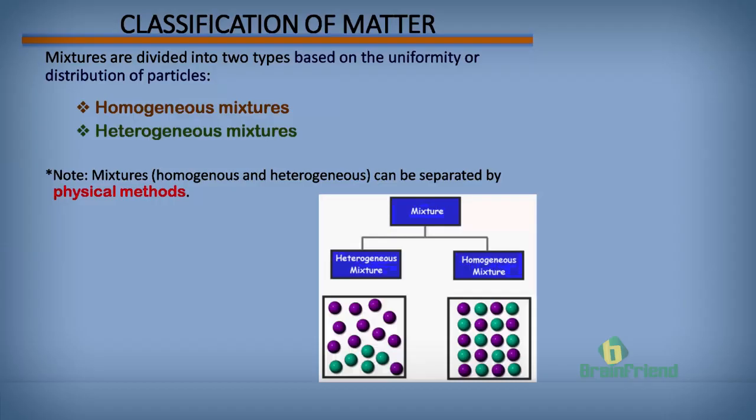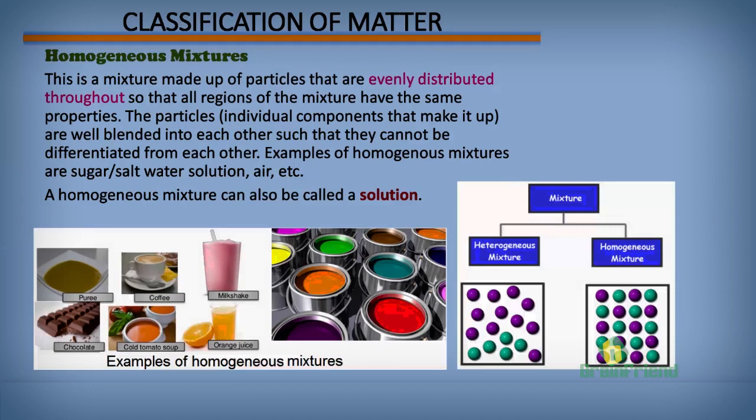Mixtures are divided into two types, okay? And this is based on the uniformity or distribution of particles. So we have homogeneous mixtures and heterogeneous mixtures. Remember, mixtures, whether homogeneous or heterogeneous, can be separated by physical methods. Let's see what homogeneous mixtures are. A homogeneous mixture is a mixture made up of particles that are evenly distributed throughout so that all regions of the mixture have the same properties, okay? So when we have a mixture that has the constituents, the particles that make it up, uniformly distributed in that mixture, then we can say that that mixture is a homogeneous mixture.